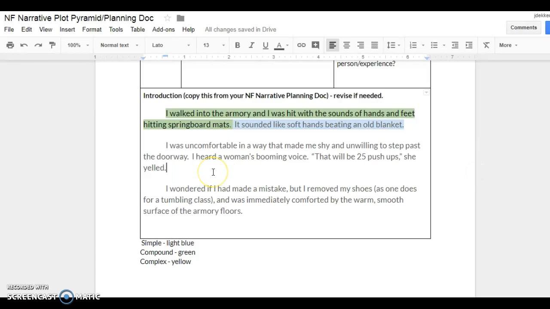I'm going to move now to my second paragraph. So now I'm moving on to my second paragraph, and I'm going to read through. I was uncomfortable in a way that made me shy and unwilling to step past the doorway.